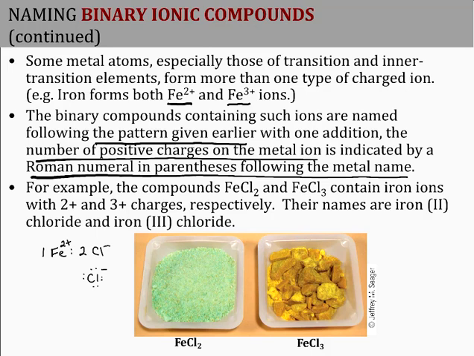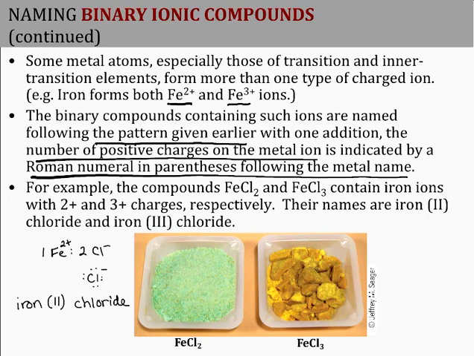So the way that we would name this is iron, so we're just naming the metal, and then we're going to indicate its charge in parentheses and Roman numerals. So it has a charge of 2. And again, this is just to differentiate it from a very similar compound, which we'll talk about in a second. Now we need to name the nonmetal the same way we did before, so it would just be chloride. So this is iron(II) chloride.